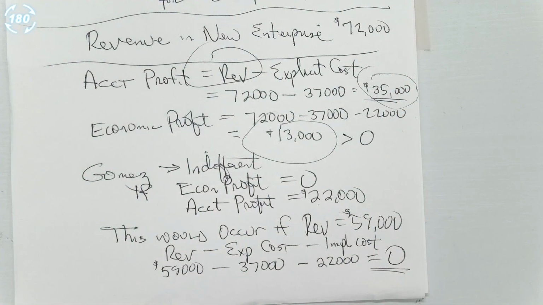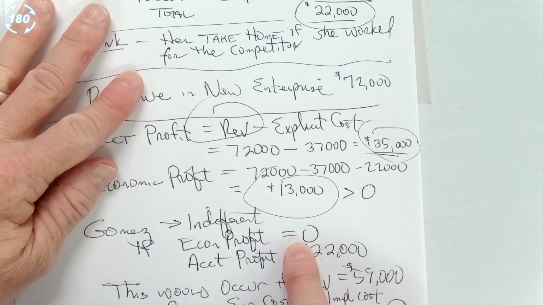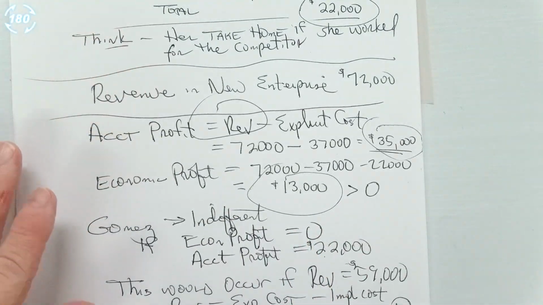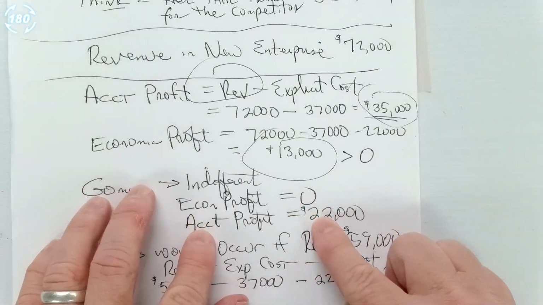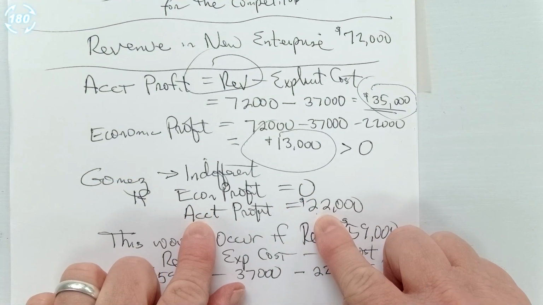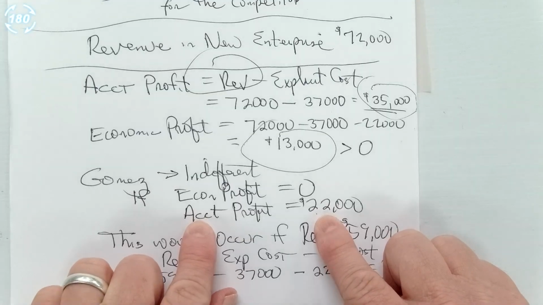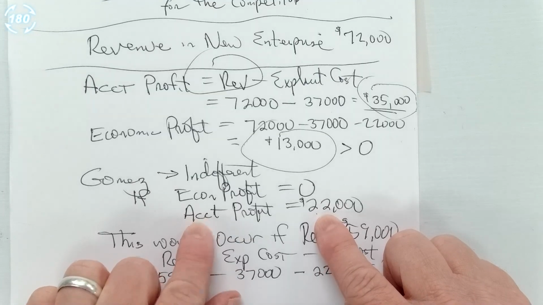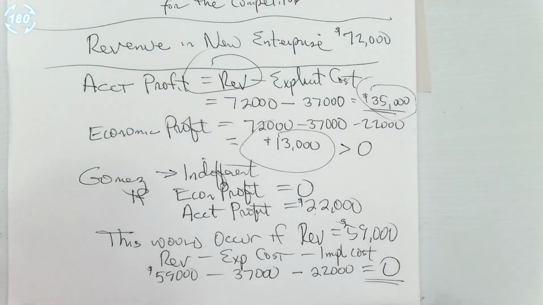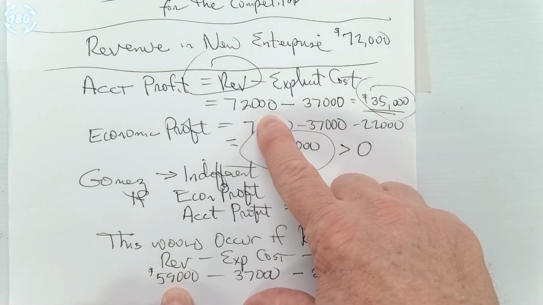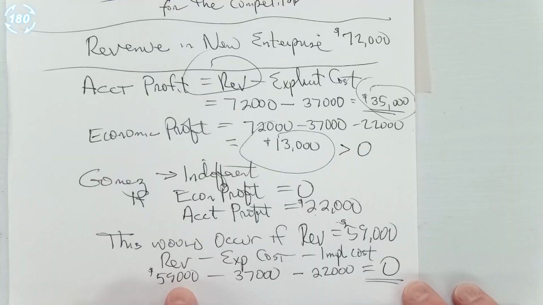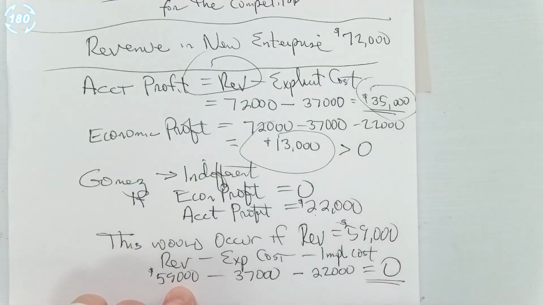So we call a 0 economic profit a normal profit. There's another term for it, normal profit. If the economic profit is 0, then the accounting profit for the entrepreneur is just large enough so that at the end of the day, they're bringing home the same amount of money. So the revenue would have to be pretty big. It doesn't have to be $72,000, because that's even better. But if it's at least $59,000, then she's going to begin to look at going into business for herself.